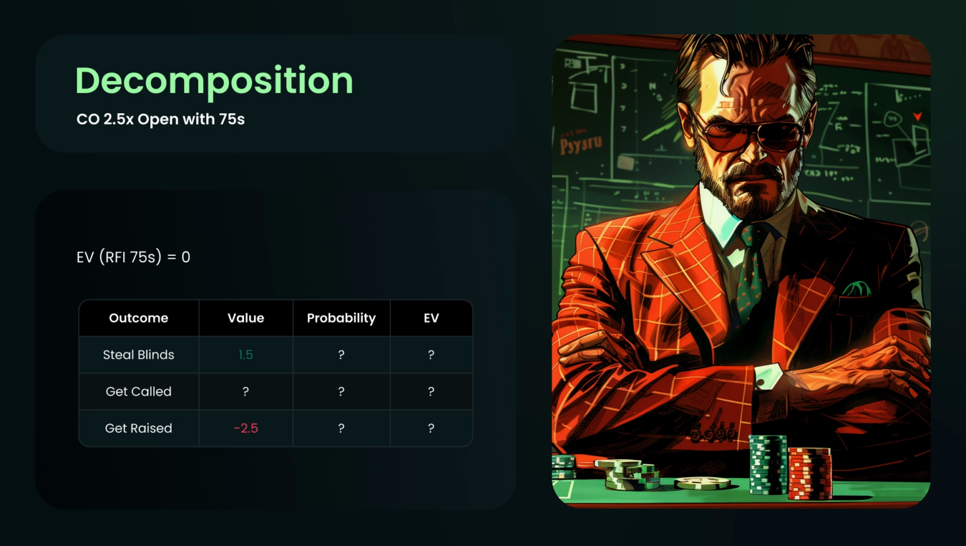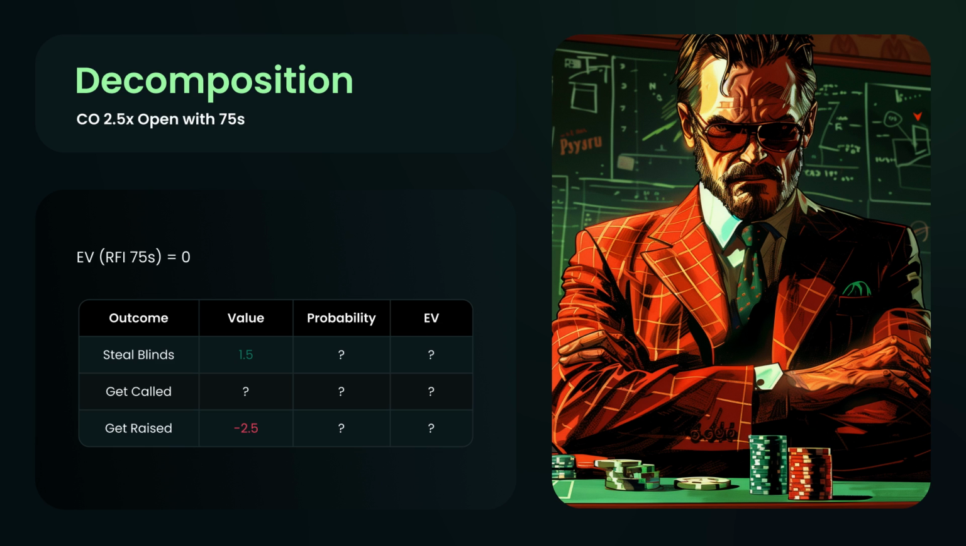Well, it's just 1.5 big blinds. And what is the value if we get raised? Well, I'm never calling 7-5 suited facing a 3-bet, so it's minus 2.5 big blinds. Now, I'm not saying you can literally never call, but in this example, I'm never calling. So we have these values, right? Now, we don't know the actual value if we get called just yet, but stay with me.